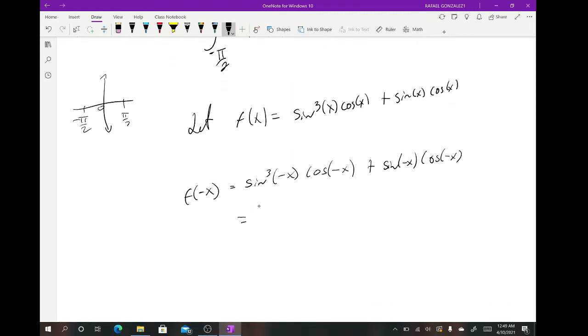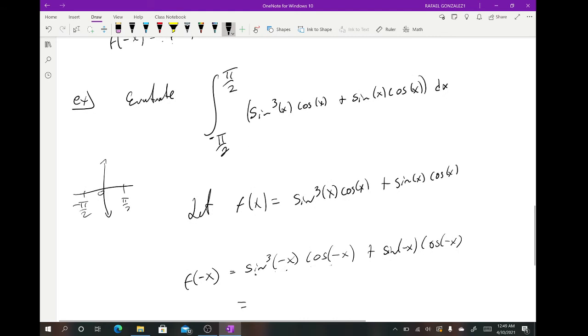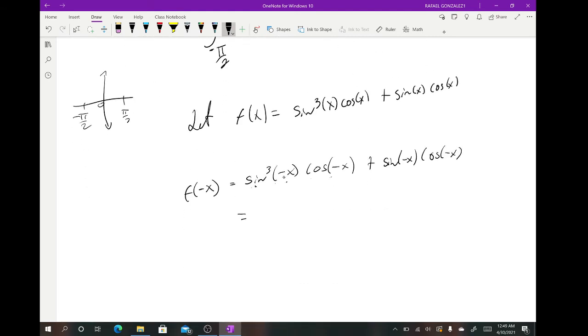And this is equal to, remember, cosine is an even function, sine is an odd function. That's something that you should know from pre-calc. So because sine is an odd function, by the rule that I wrote up here, we're going to have minus f of x when you plug in negative x. So instead of having sine cube of minus x, you're going to have minus sine cube of x. Cosine is an even function, so you're going to have cosine of x here. And again, sine is an odd function, so you're going to have minus sine of x. And cosine is even, so you're going to have cosine of x.